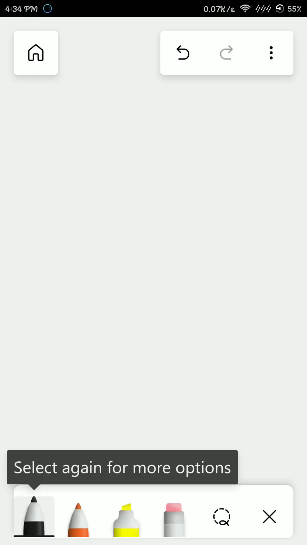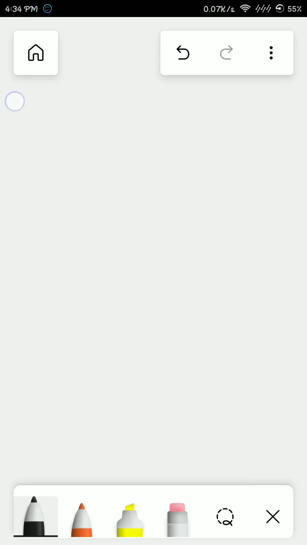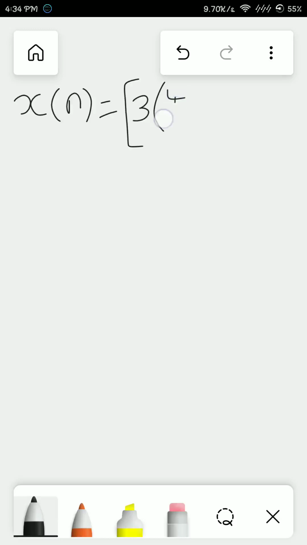So let us move on with another problem. As I have told you in the last session, I have told you one problem, let us do that. So my x of n is equal to 3 into 4 by 5 to the power of n.